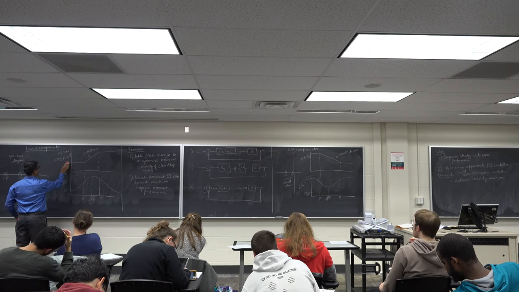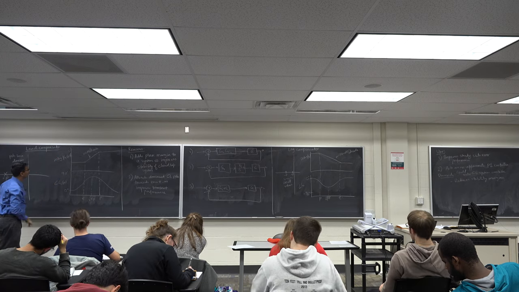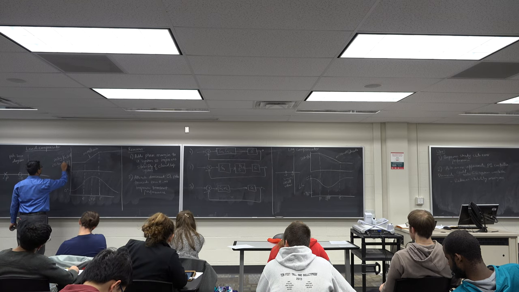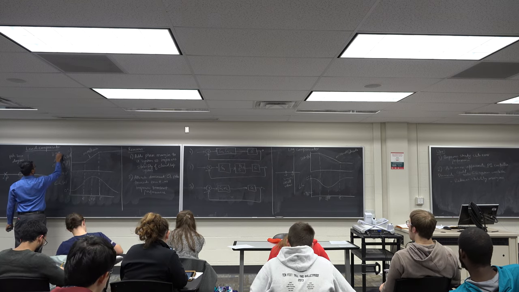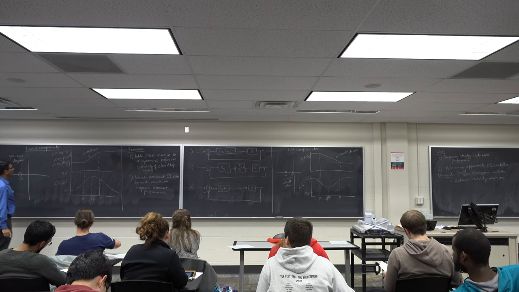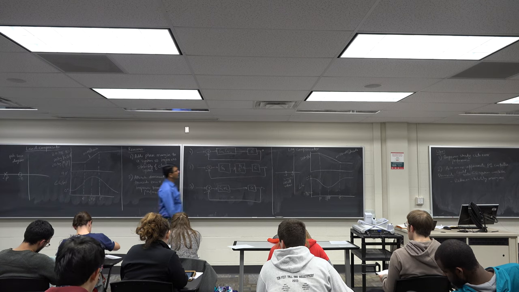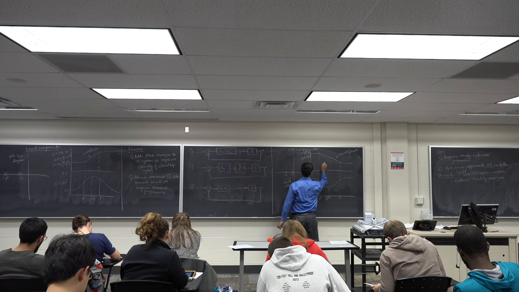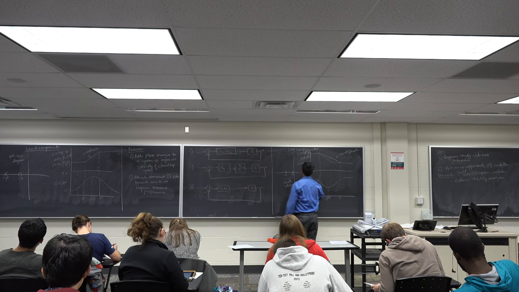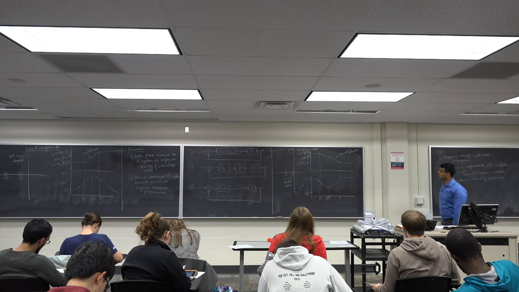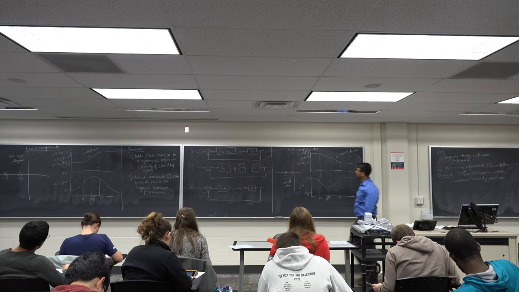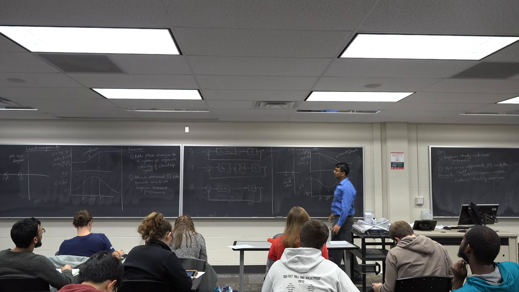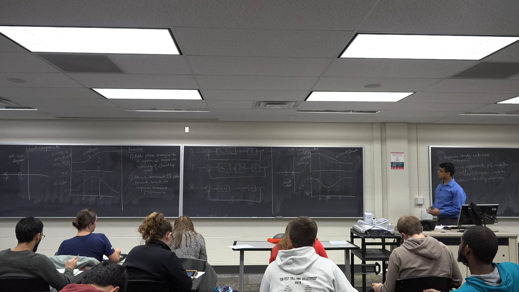Let me put these numbers so that there is no confusion. So at low frequencies, this would be 20 log K Z over P. And this would be 20 log K. And here, again, 20 log K Z over P, and this would be 20 log K. So at high frequencies, this will be 20 log K, same thing there. At low frequencies, this will be 20 log K Z over P, and the same thing there. Okay.